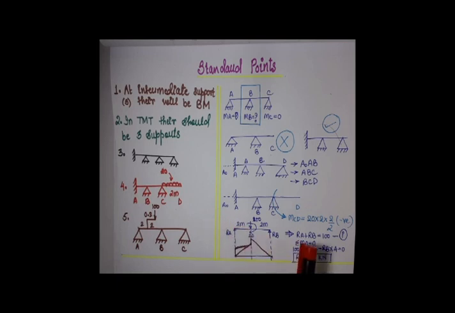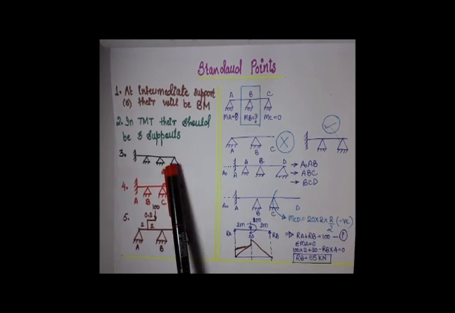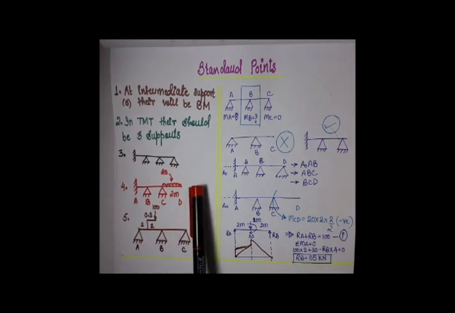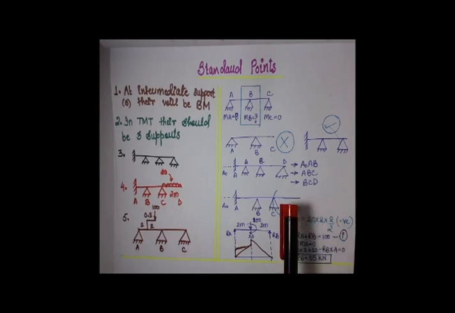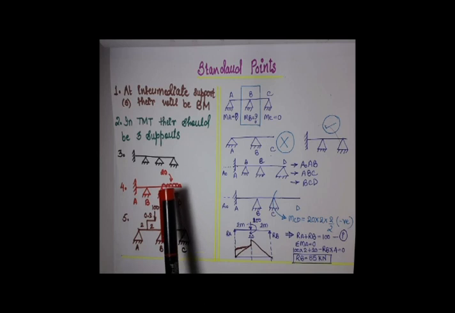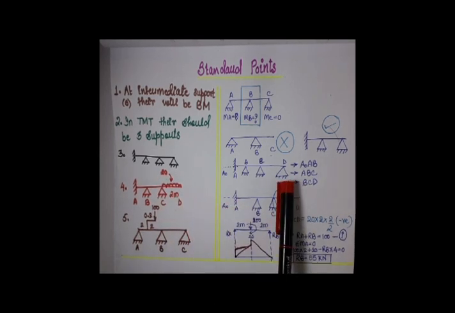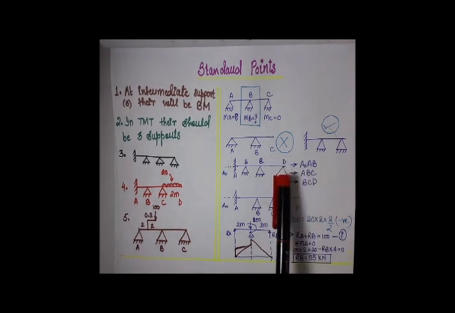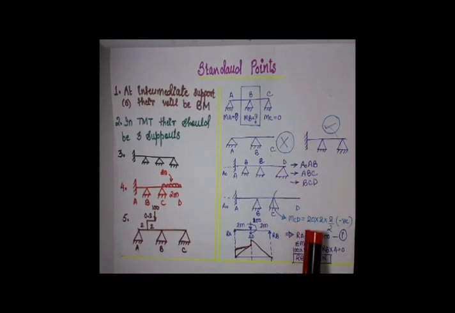Since it is a uniformly distributed load, it would be 20 into 2 into 2 by 2, that is 1. So 20 into 2, 40. Now the value of MCD would be that of 20 into 2 into 1, that is 40. Since it is going anti-clockwise, opposite to the clockwise direction, it would be negative. So here the MCD value would be minus 40.